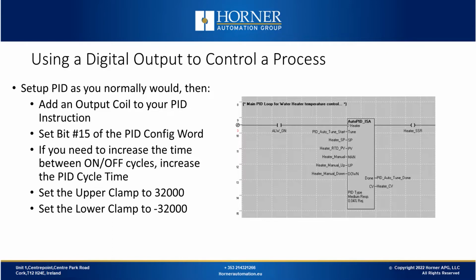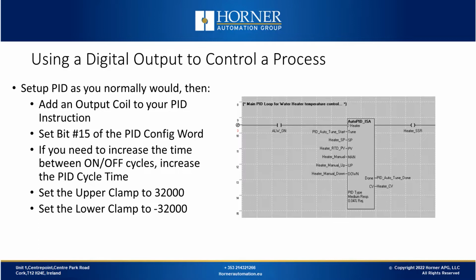First, you start out by setting up your PID loop as you normally would, but then you'll make some adjustments at the end for a digital output type process. First, you need to add an output coil to your PID instruction. On the screen I have one called heater SSR. You need to add that for a digital output process. Then you need to tell the PID instruction that it's being used with a digital output. To do that, bit 15 of the config word that we looked at earlier needs to be set to tell the algorithm that we're using digital output control.